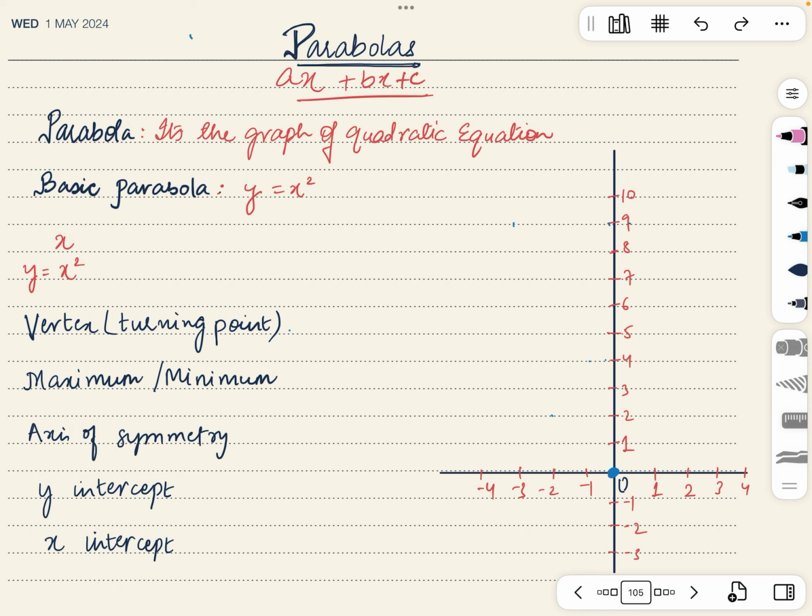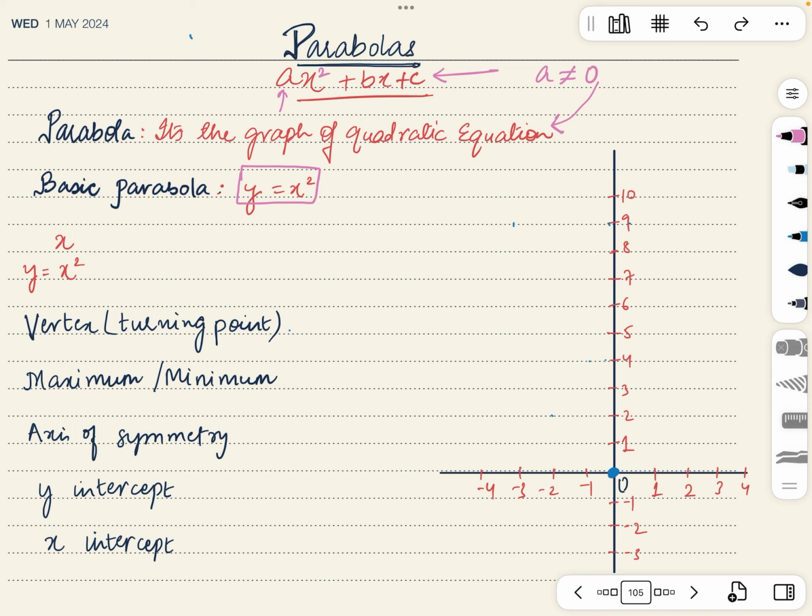Okay, so what are parabolas? These graphs are generated and they represent the quadratic equation. The minimum quadratic equation that we can form is y = x². You know that quadratic equations are of the form ax² + bx + c, where a is not equal to 0, because if a, the coefficient of x², becomes 0, then this would not be a quadratic equation. Hence, we just need to check that a should not be 0. Other than that, anything is good to go.